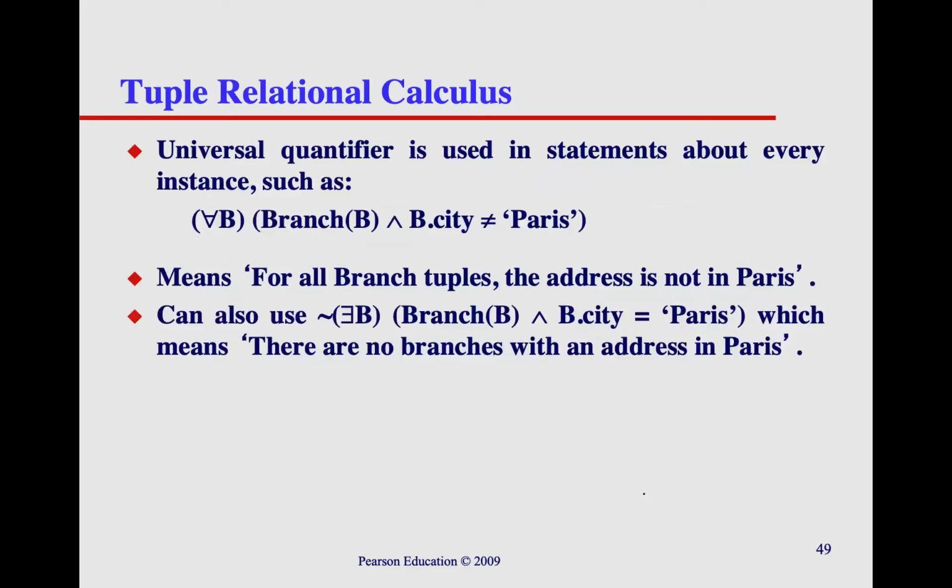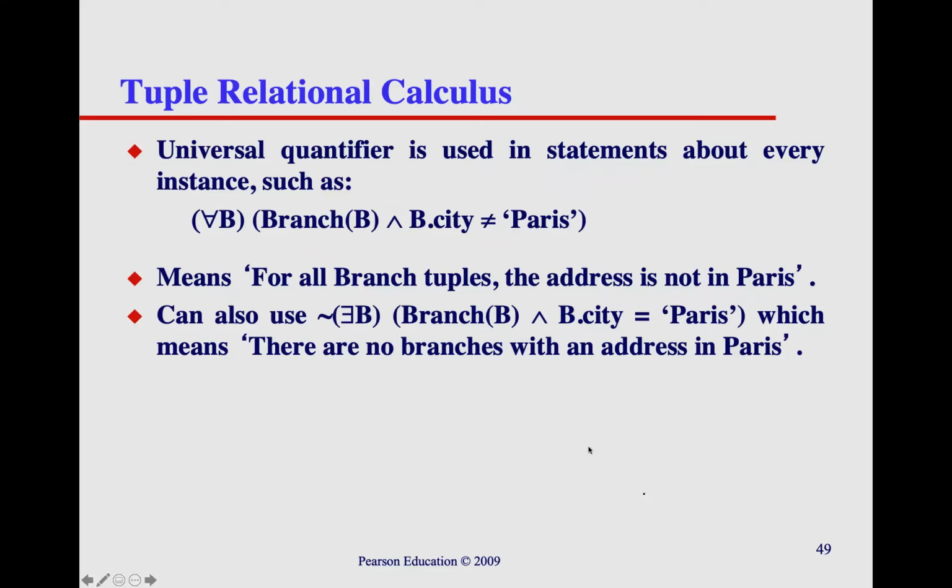Here's an example of a for all. We're saying for all B, B's city is not Paris. We might use this in a check clause to say that we can't have any branch in the city of Paris. So that would be a way to write that.